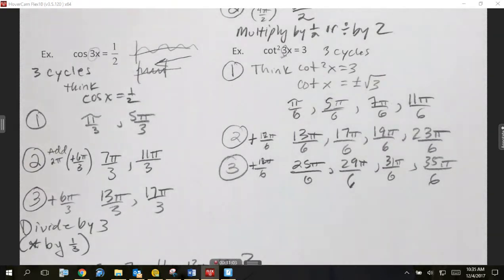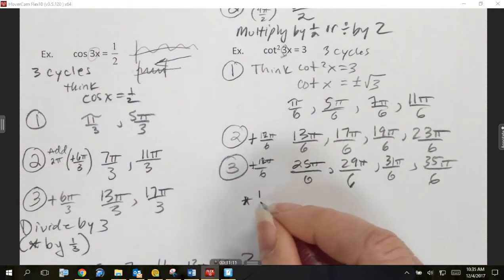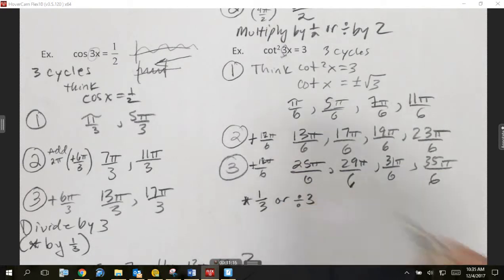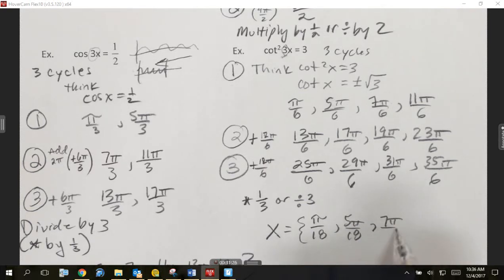Now I have to shrink it so it fits between 0 and 2 pi. What am I going to do to all of those? Multiply by a third or divide by 3. So our final answer, we're going to have 12 of them, and they're just going to be all over 18. So pi over 18, 5 pi over 18, 7 pi over 18, 11 pi over 18, and I'm just copying all these down and putting them over 18.